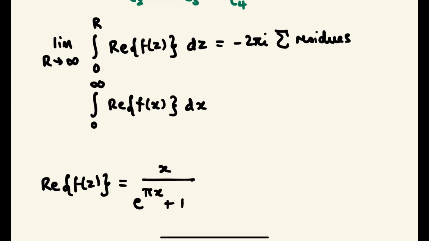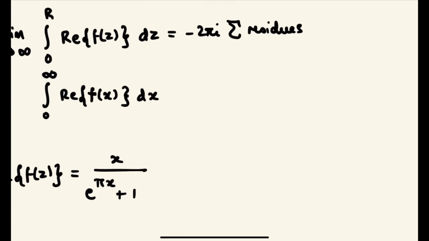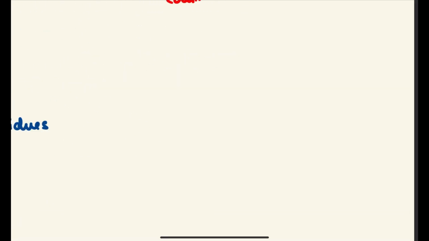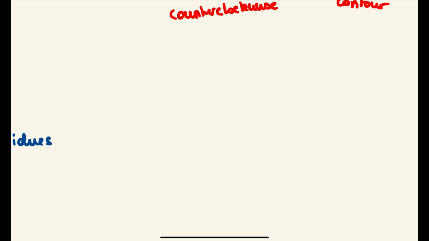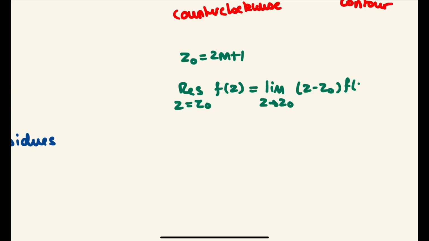Okay, cool. So what we have now is this, which we have to calculate, which is the sum of the residues. To do that, let's pick a point z0, which is 2m plus 1. What we're trying to do is find the residue at z equals z0 of f of z, which is equal to the limit as z goes to z0 of z minus z0 times f of z.